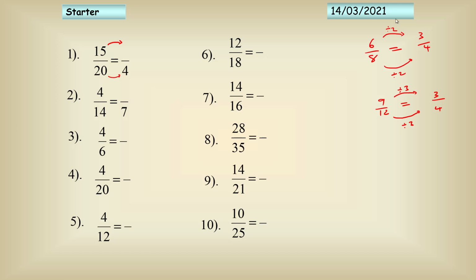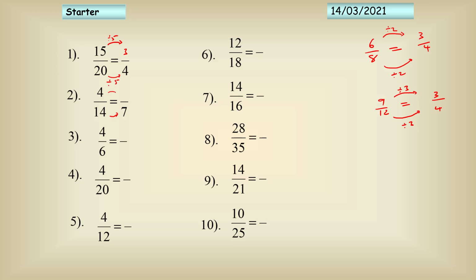Okay, so let's work our way through these. Get your green pen. Well, this has been a nice kind one for us because we've got a 4 as the denominator here. So in order to get 4, we've got to divide by 5 to get there. So divide by 5. If we do that to the denominator, we've got to do the same thing to the numerator, and that gives us 3/4 again.